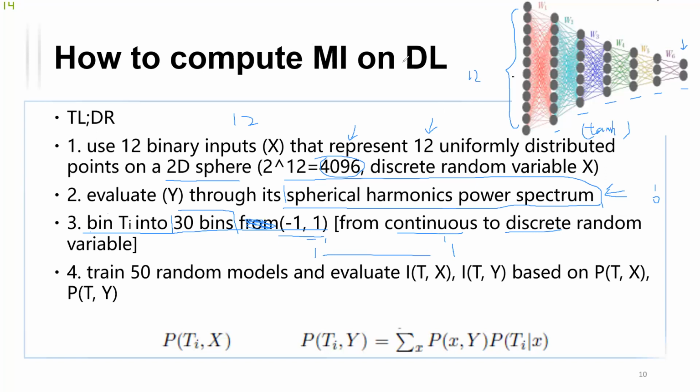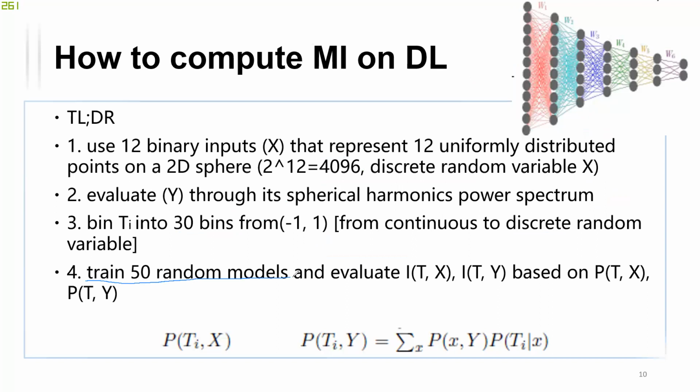After translating them to discrete ones, they train 50 random models and evaluate the mutual information. So the question here: why do we need to train 50 random models? The reason is that for one certain model, the transition is fixed. Why do we say so? Because for a certain X, the certain T is fixed here, right?